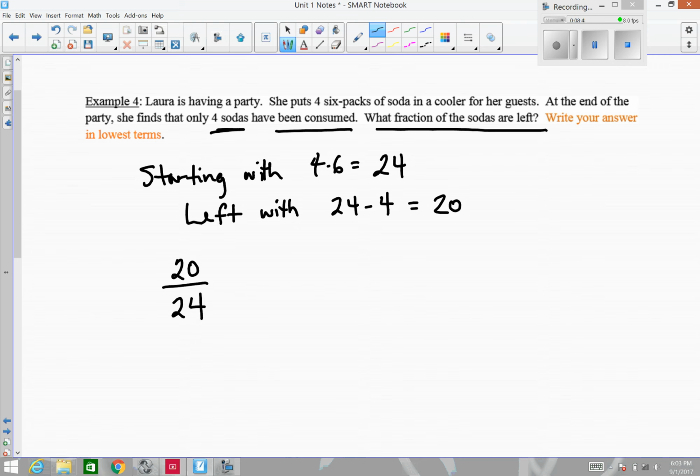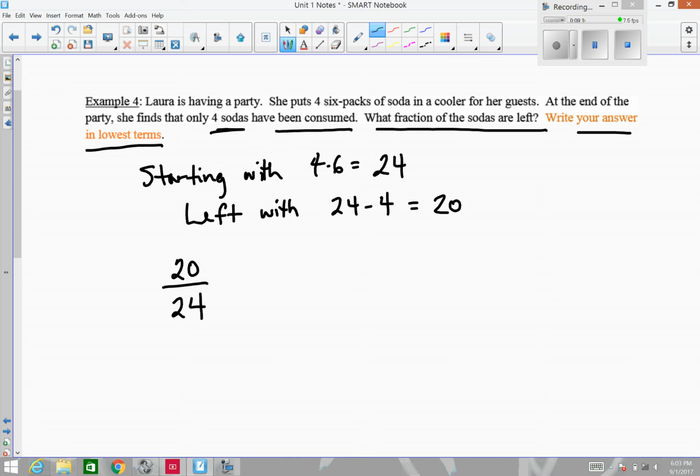Now in this problem, it tells us to write our answers in lowest terms. I want to give you a warning. You should always reduce your fractions to lowest terms, but don't erase your work, because if you make a mistake in reducing, there's partial credit available most of the time. So I want to make sure that my 20 over 24 is showing on my paper, showing my work, but I now want to go through and reduce this.